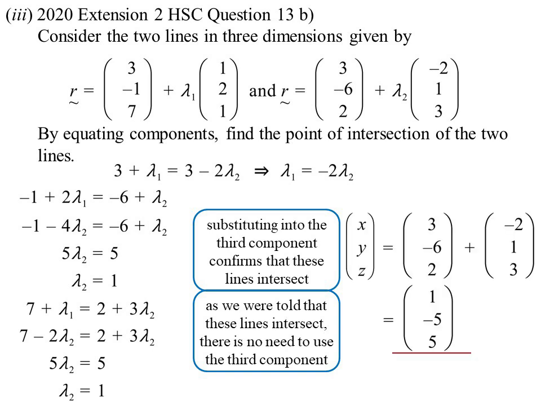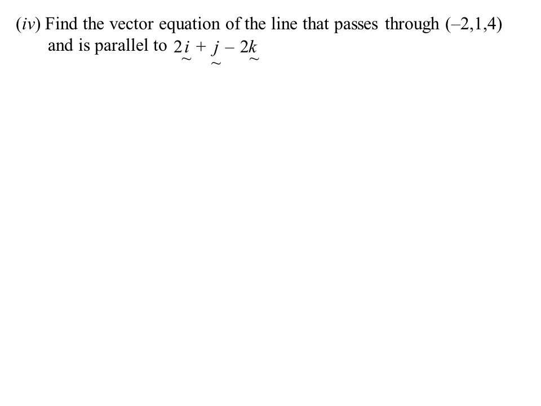All right, now we know what lambda 2 is. I'll substitute it in, and I've found the position vector of the point. What did they ask for? They did say the point, so technically I should have said it was 1, minus 5, 5. Find the vector equation of the line that passes through these.